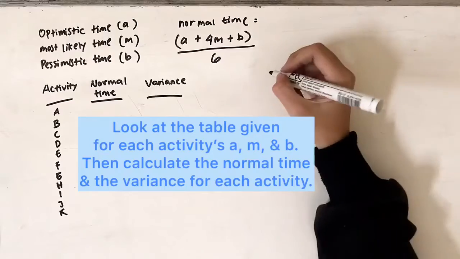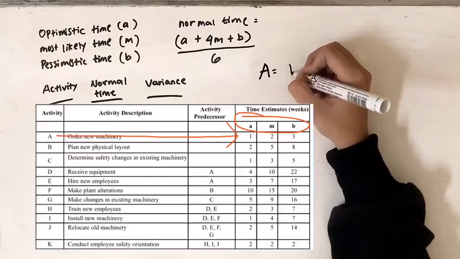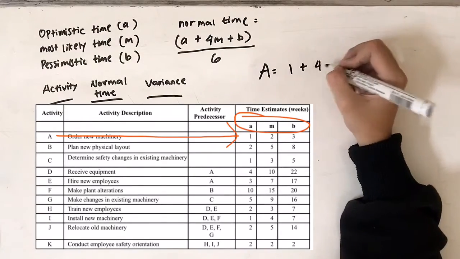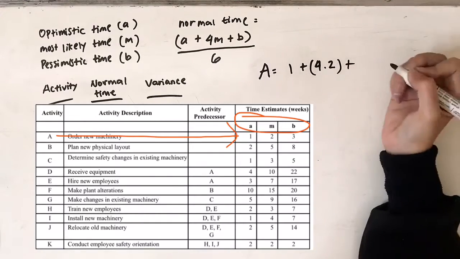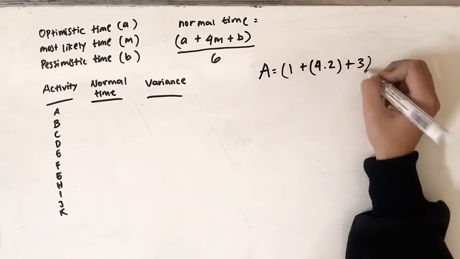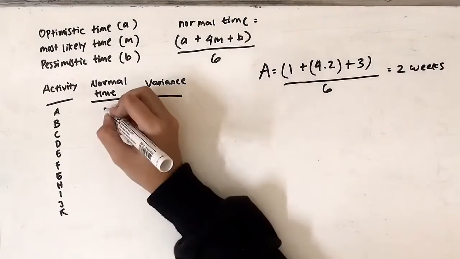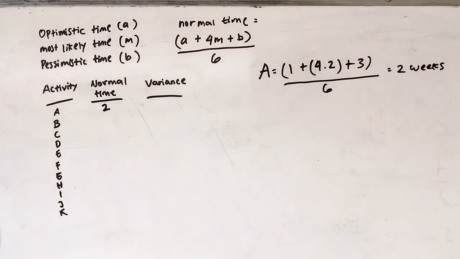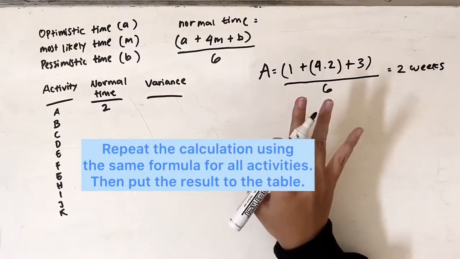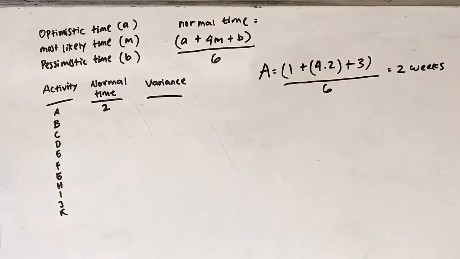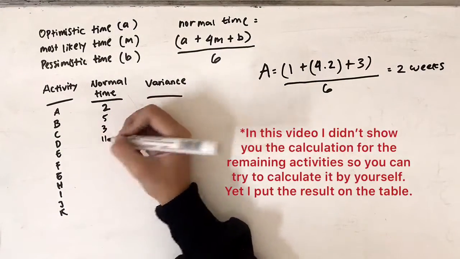For example, the normal time for activity A is the optimistic time of activity A, 1 week, plus the most likely time of activity A, which is 2 weeks, multiplied by 4, and then plus the pessimistic time of activity A, 3 weeks. Then divide them by 6, and it is equal to 2 weeks. So the normal time for activity A using this formula is 2 weeks. Okay, and then we calculate the normal time for the rest of the activities using this formula as well.